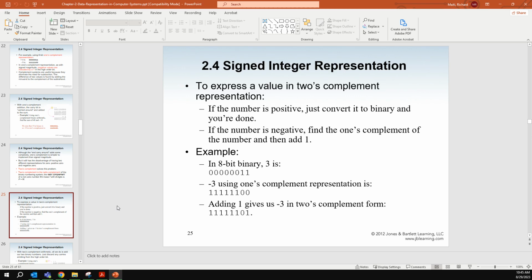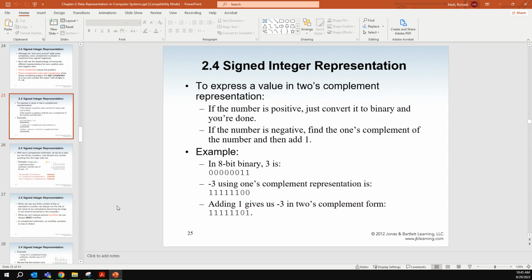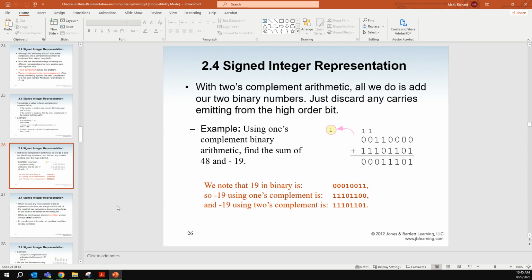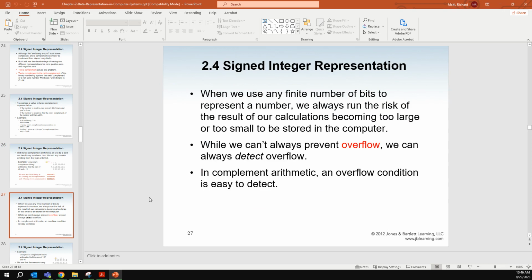So this goes through the signed integer representation. With 2's complement arithmetic, all we do is add 2 binary numbers and just discard any carries omitting the high order bit. So the carry is discarded in this case.